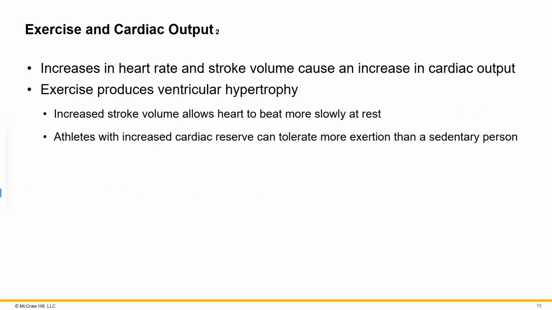Increases in heart rate and stroke volume cause an increase in cardiac output, so exercise produces ventricular hypertrophy. Increased stroke volume allows the heart to beat more slowly at rest. Athletes with increased cardiac reserve can tolerate more exertion than a sedentary person.